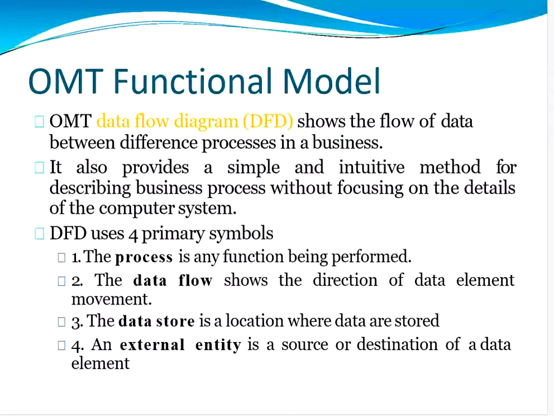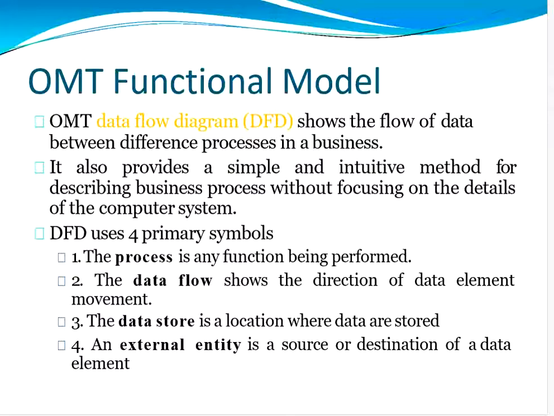The last model that we have to see today is the functional model. This functional model is nothing but the OMT data flow diagram, or it is presented by using the data flow diagram. The data flow diagram shows the flow of data between the different processes in the business. If in a business we are using different processes, between these different processes it shows how the data flows. This is a simple intuitive method and it describes the business process without focusing on the detail of the computer system. The data flow diagram generally uses four primary symbols.